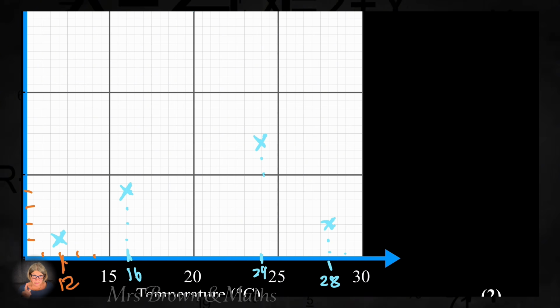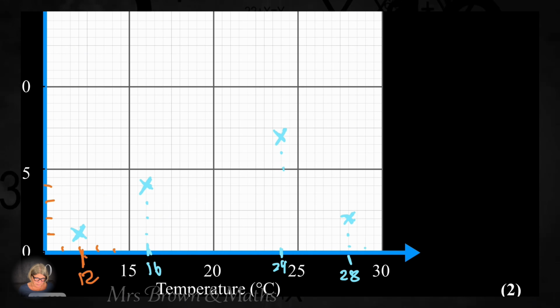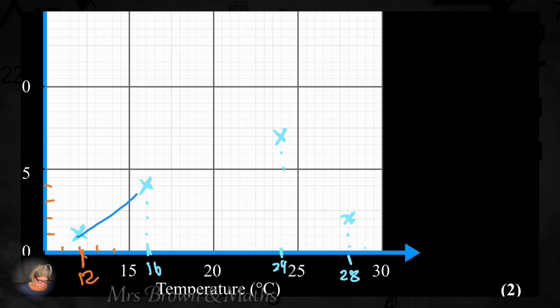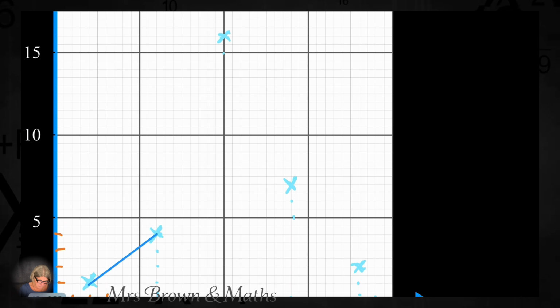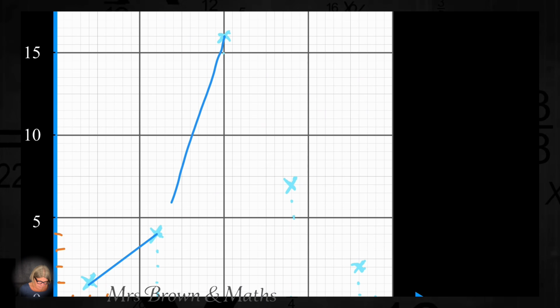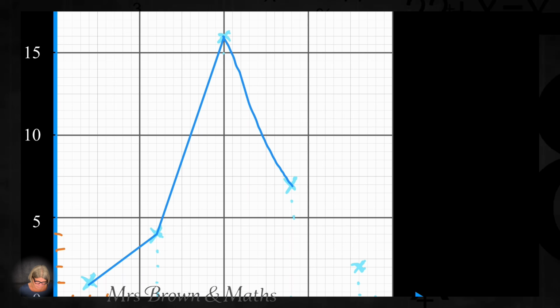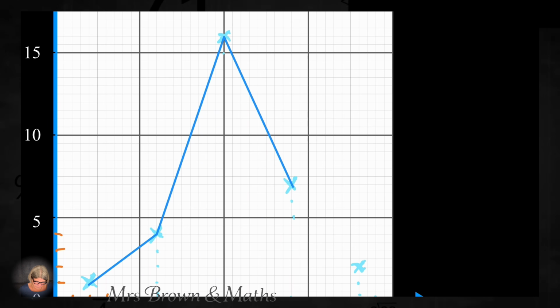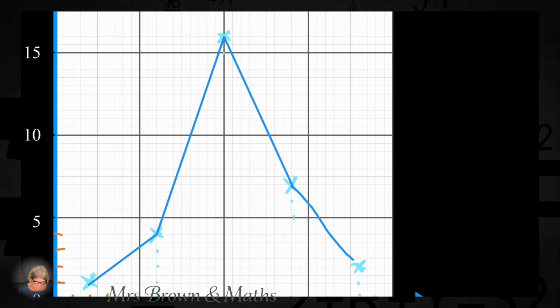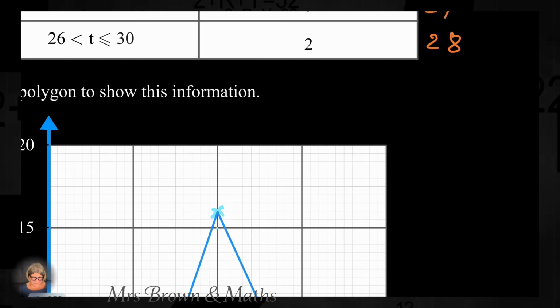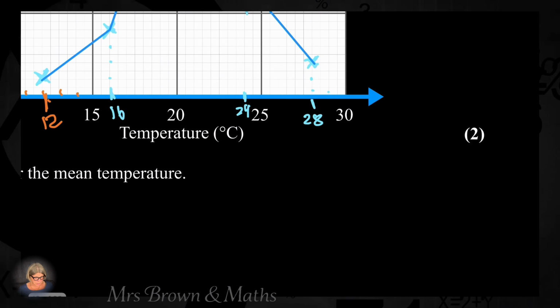Right, and then just use a ruler, connect all these points. Done. So you get for these 2 marks.